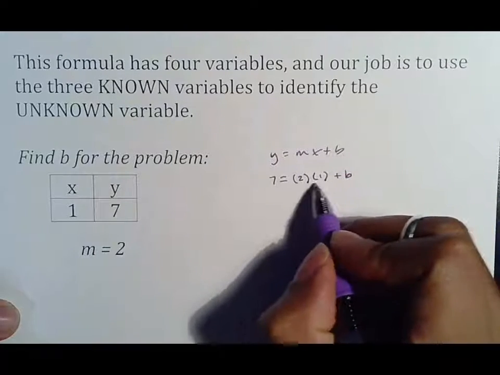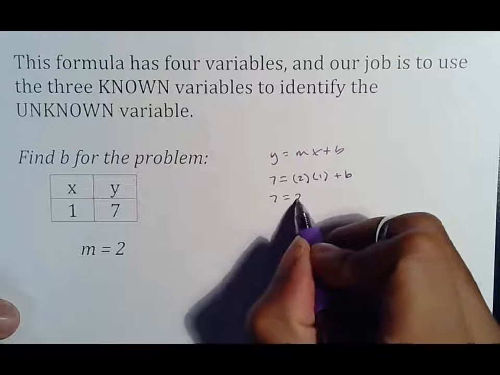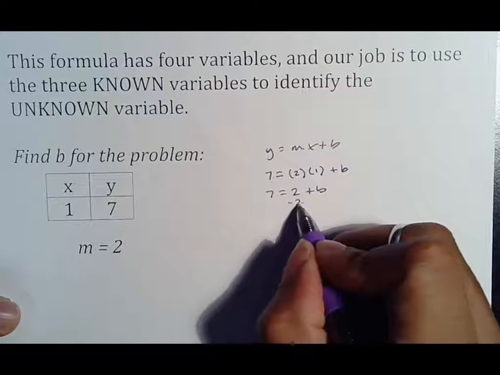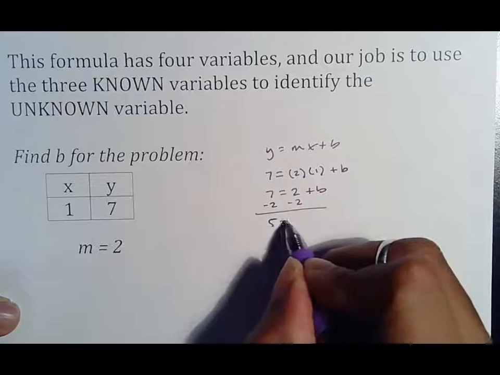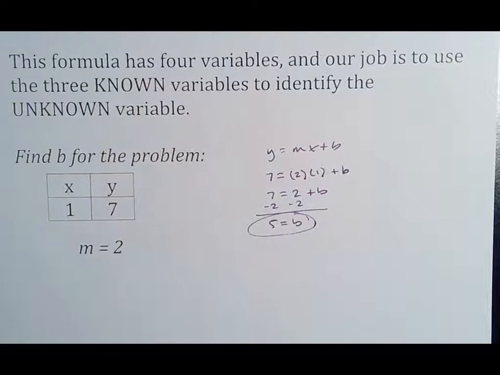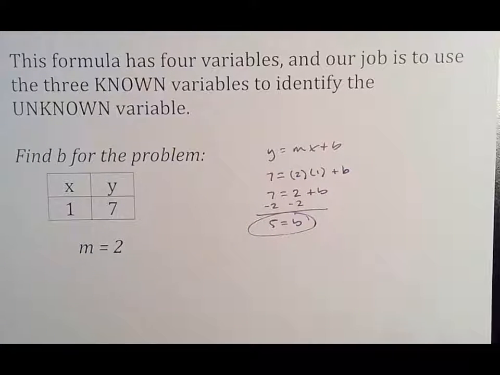But again, moving on to what we can do, 2 times 1 turns into 2. In terms of solving, I know that I can move this 2 by subtracting it from both sides. And therefore you know that b is 5. And that's it. That is the process that you need to learn and master by Friday.